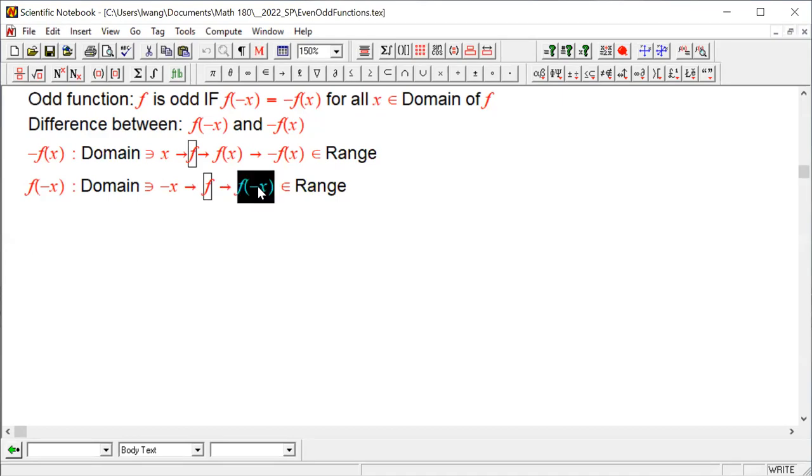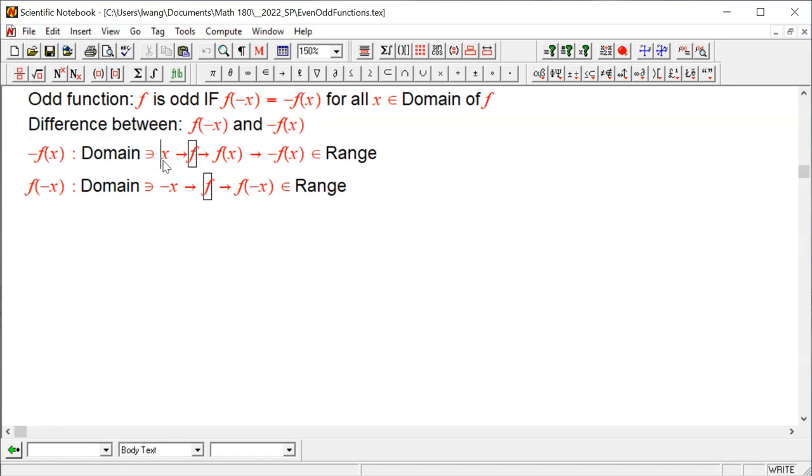And then you produce an output. Okay, so f of negative x means the input is negative x, and the output is f of negative x. Input, output. And this other one, however, you start with x.